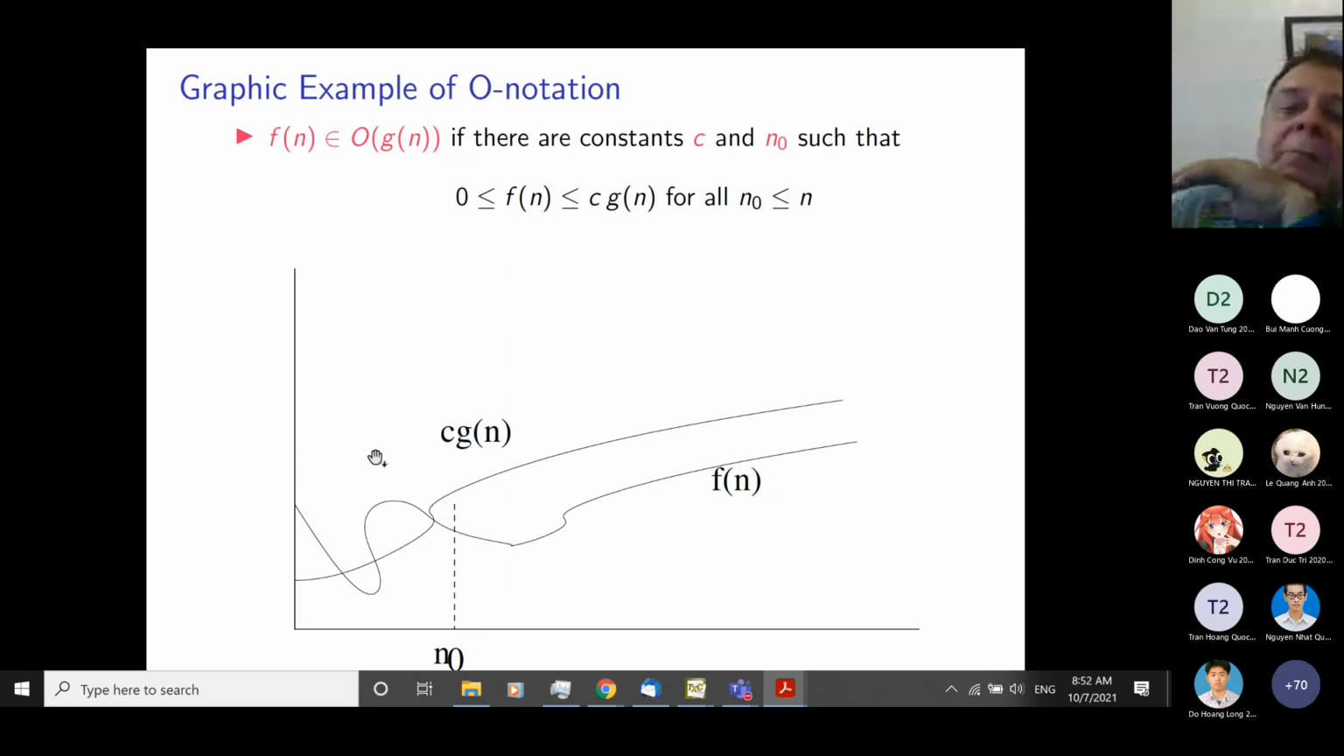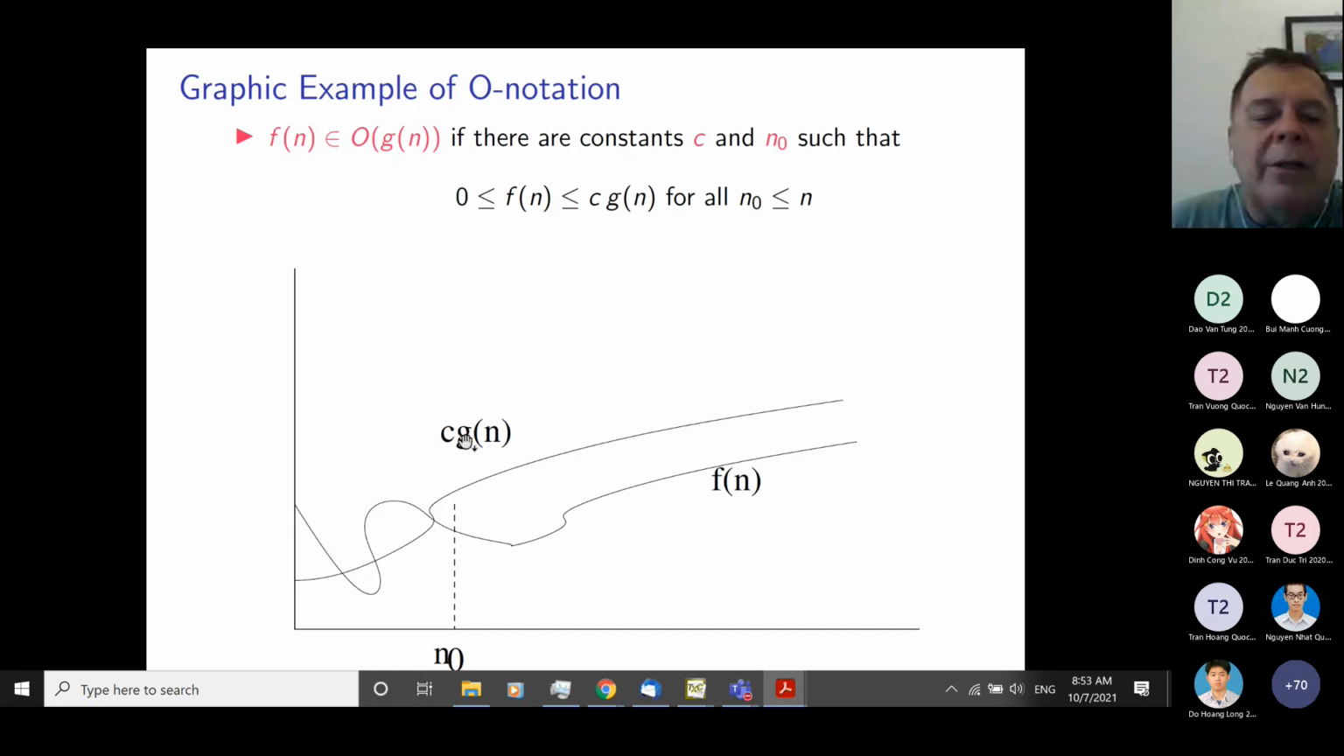So graphically, it looks like this. This is the function g(n), and this is the function f(n). The n0 is some value of n, beyond which, if I multiply g(n) by some constant c, f(n), the running time of the algorithm represented by this polynomial, is smaller than c g(n).